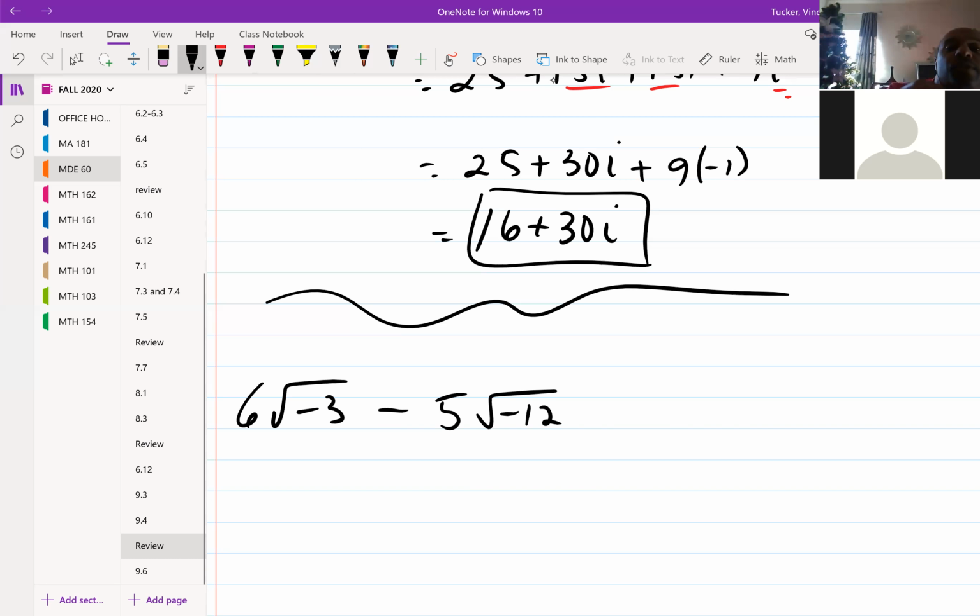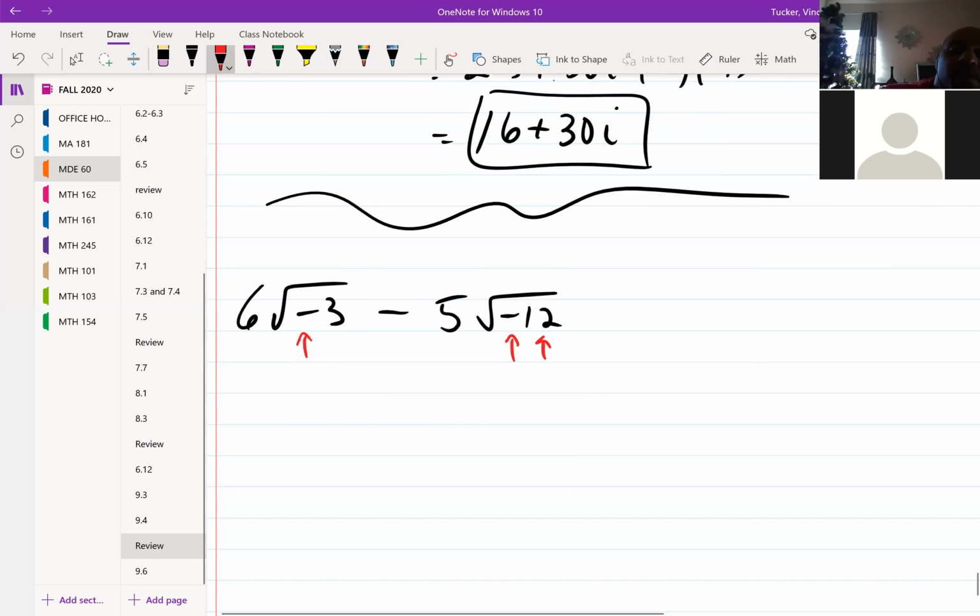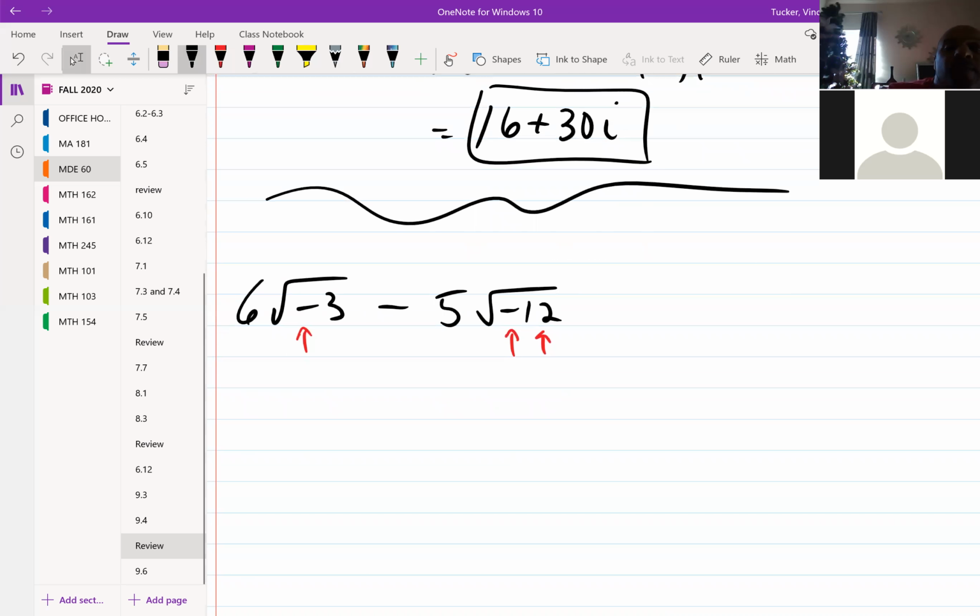So you're going to have to do something to modify the problem. First of all, always remember, if you have a negative under the radical, before you do any calculation, you want to pull the i out front, to get rid of the fact that you have a negative under your radical. But also here, I can break down this 12. So I can rewrite the first one as 6i square root of 3.